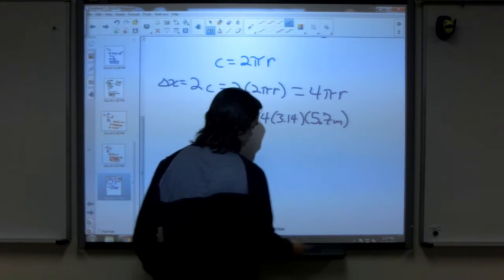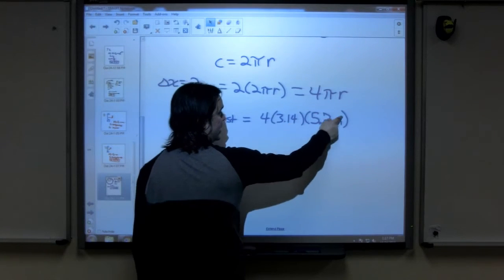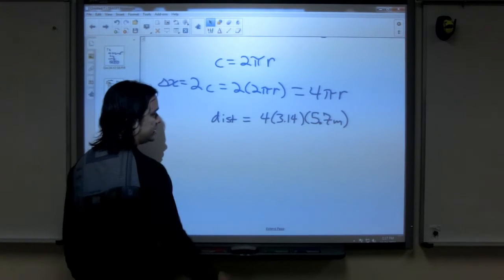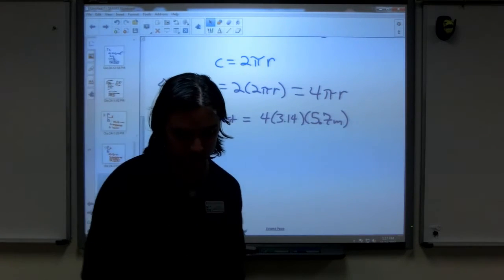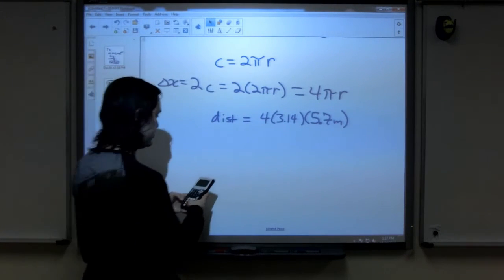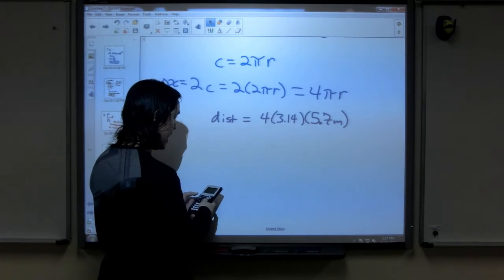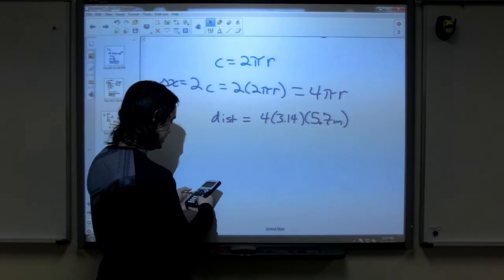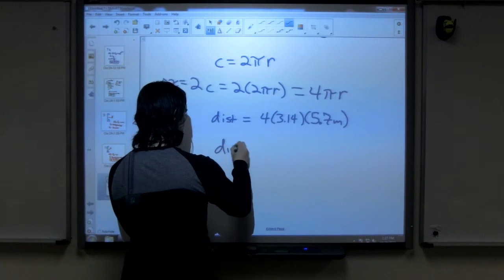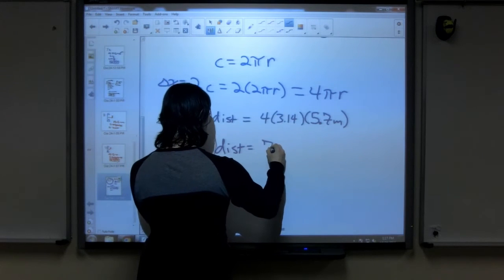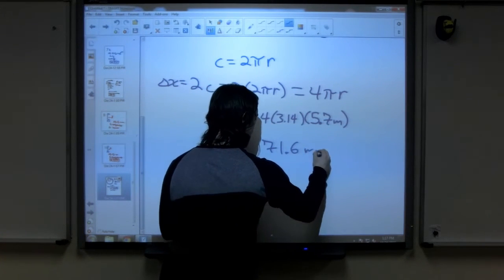Now, one thing that I do want to note real quick, 4 doesn't have any units, pi does not have any units, and the only units we have come from the radius here. We do actually get units of distance. Let's find out exactly how far this plane goes. 4 times pi times 5.7 equals, our distance is equal to 71.6, technically 3 meters.